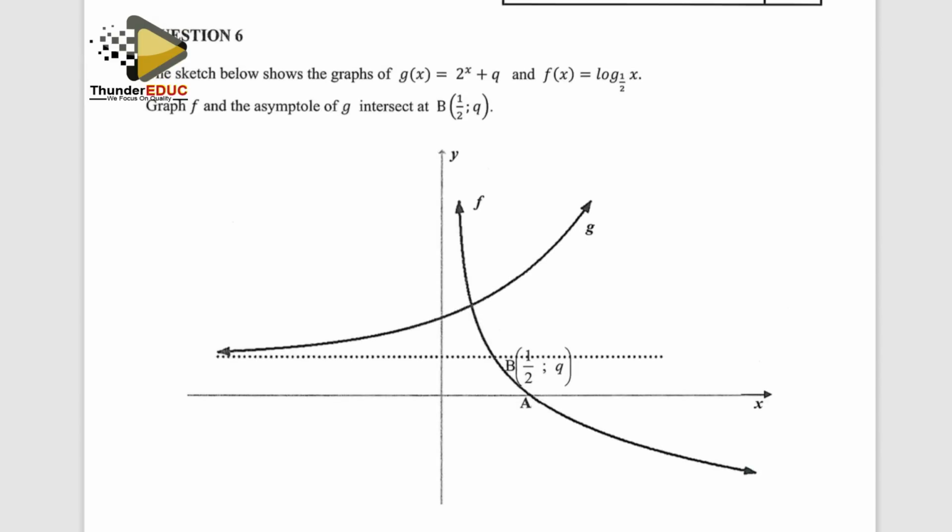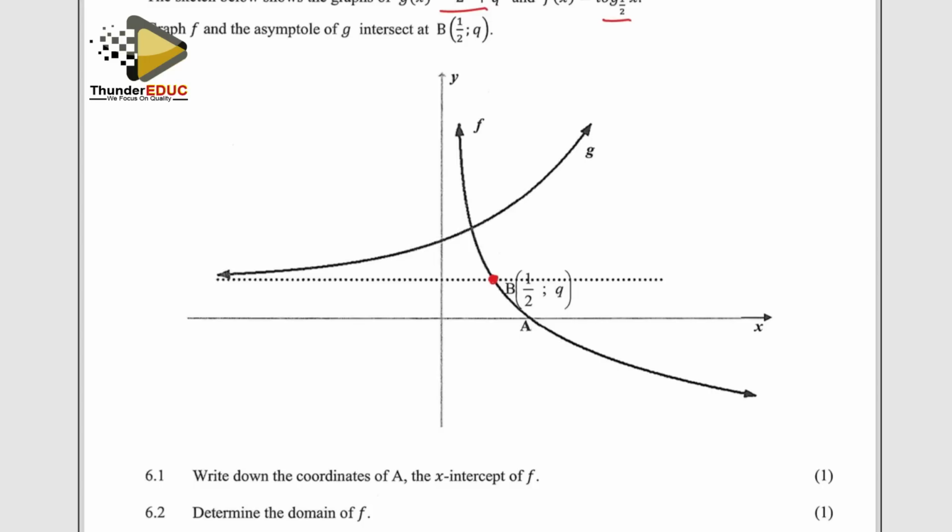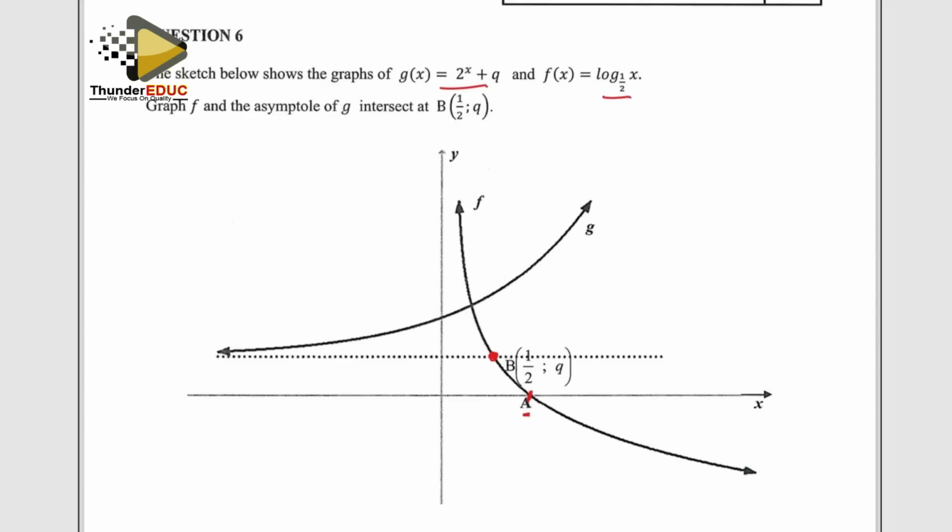Question 6. Sketch below g of x, which is an exponential, and then another exponential, a log function. So graph f and asymptote of g intersect at this point. Okay. Then they want us to get the coordinates of a. So this is the x-intercept, and y is going to be 0.